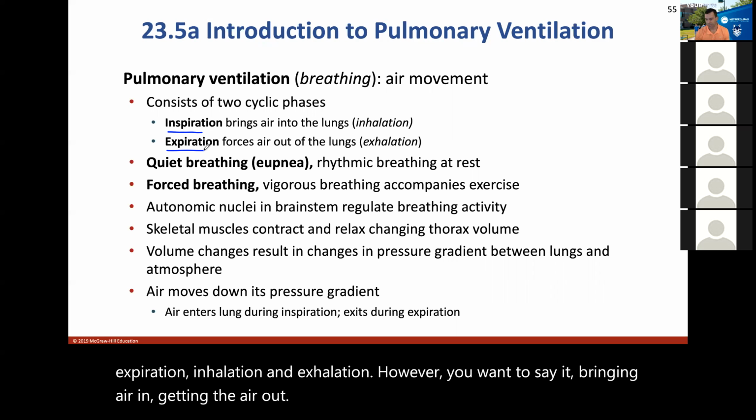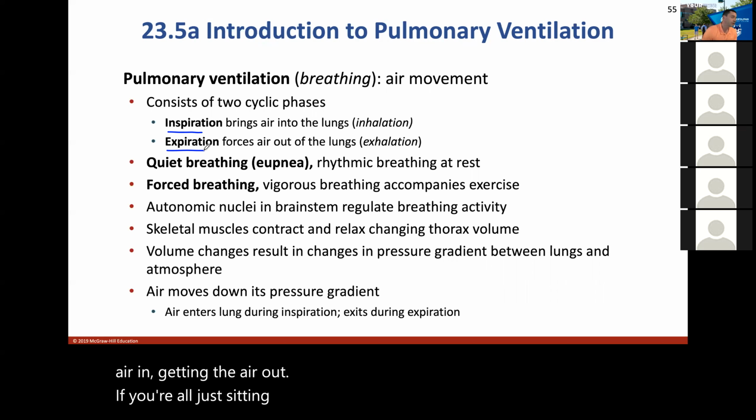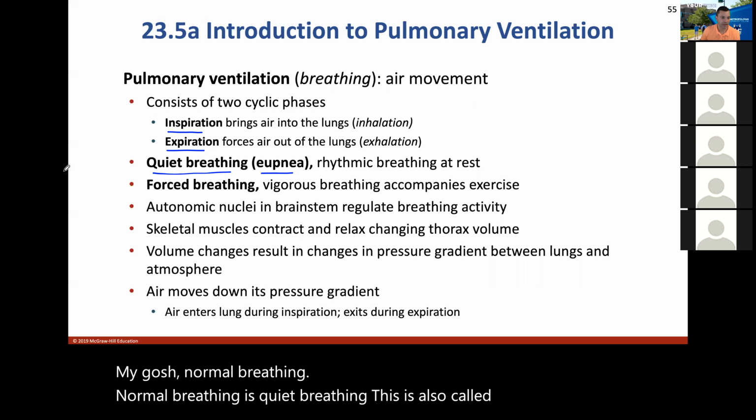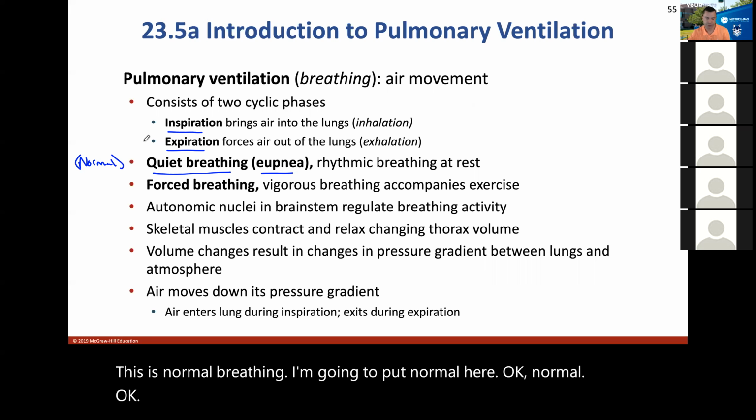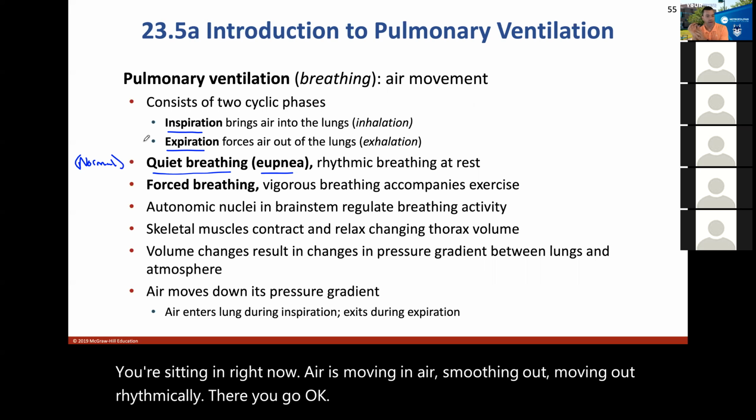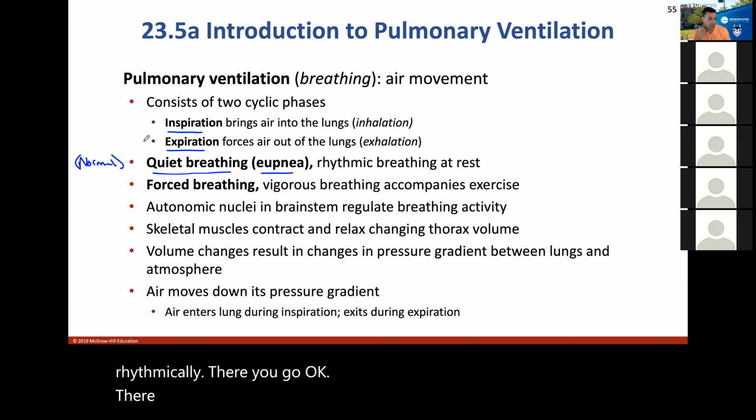If you're all just sitting there right now, you are undergoing normal breathing. Normal breathing is quiet breathing. This is also called eupnea. Okay, this is normal breathing. I'm going to put normal here. You're sitting there right now. Air is moving in, air is moving out rhythmically. There you go. There are two major muscles involved with that, and we'll talk about this, I believe, on the next slide.